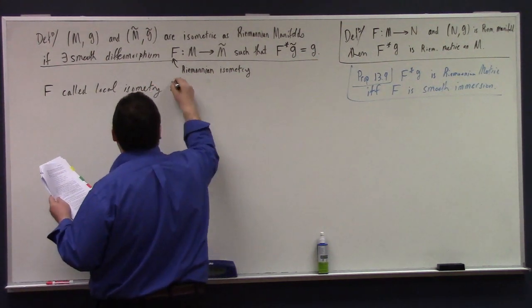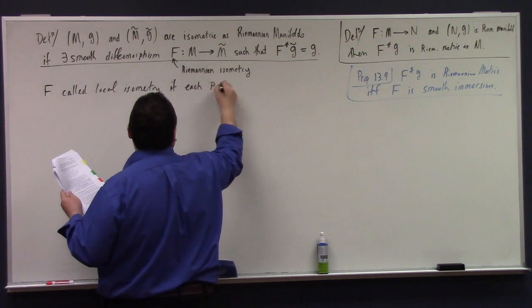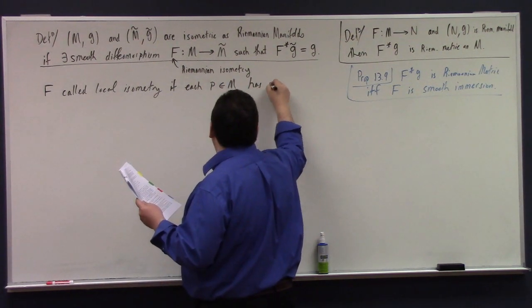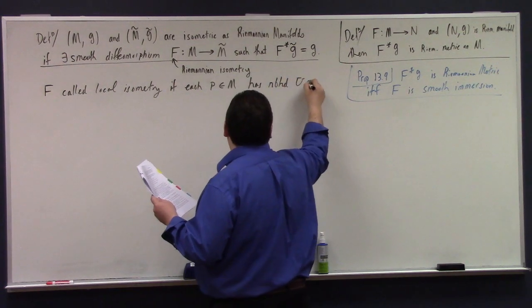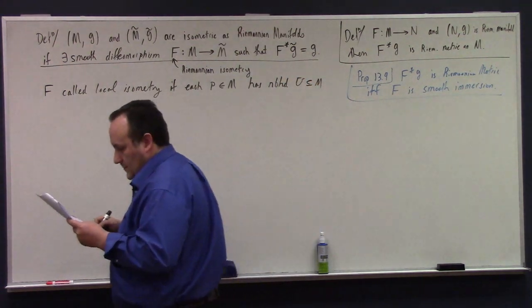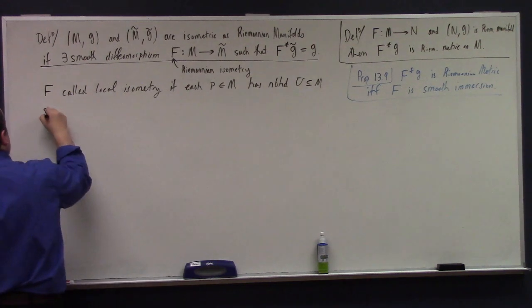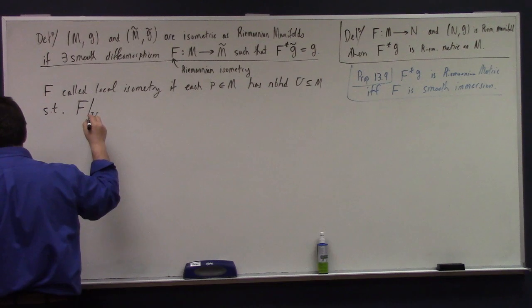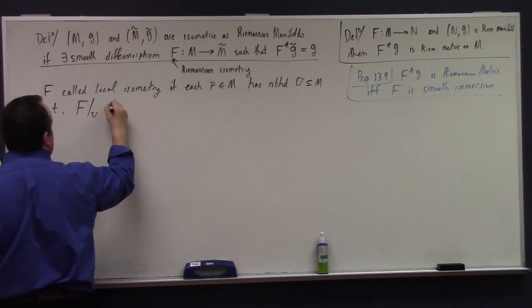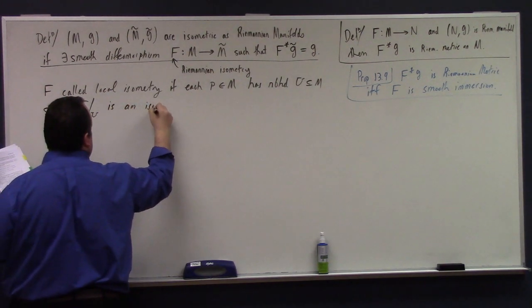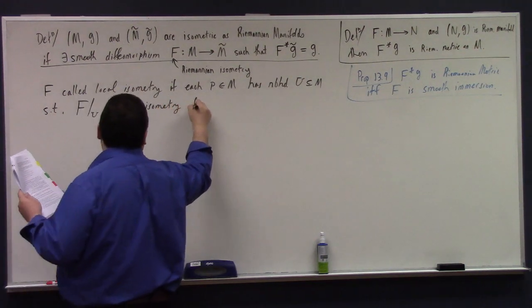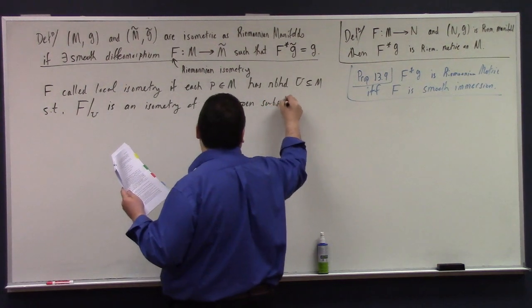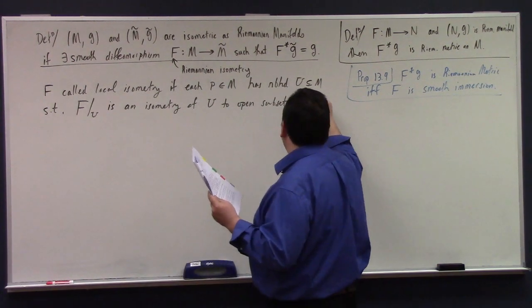if every point p in M has a neighborhood U such that F restricted to U is an isometry of U to an open subset of M tilde.